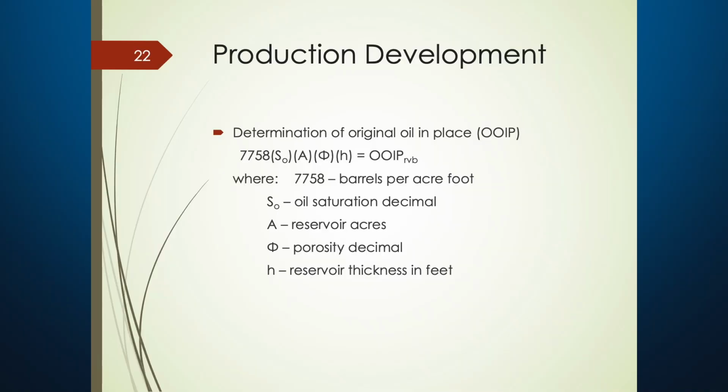Tremendous well, but it's the only one out there. So, original oil in place, what do we do with that? How much is there out there? Okay, you've got your barrels per acre foot, which is 7,758. You can calculate that using footage and acres, et cetera. You've got your oil saturation decimal, your reservoir acres, your porosity decimal, and then your thickness.